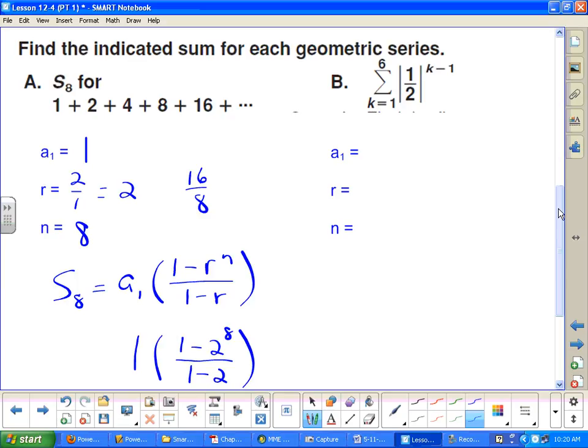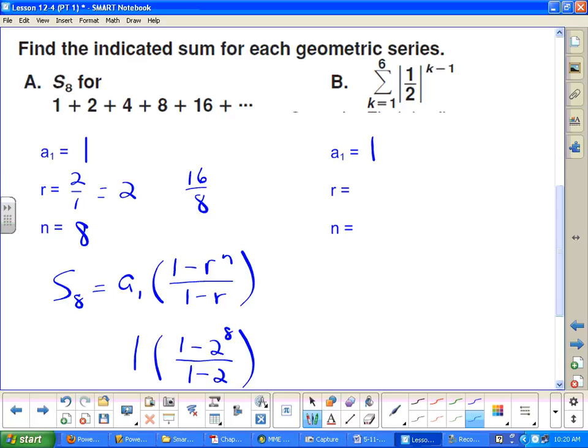So in this case, what's a sub 1? We put 1 in for k, right? To figure it out. So if I put 1 in for k, what's 1 minus 1? 0. So 1/2 to the power of 0 is 1.